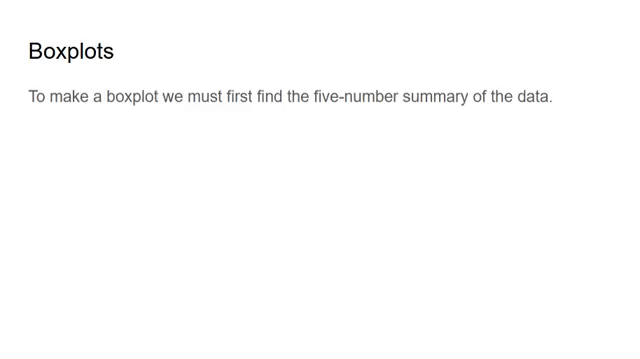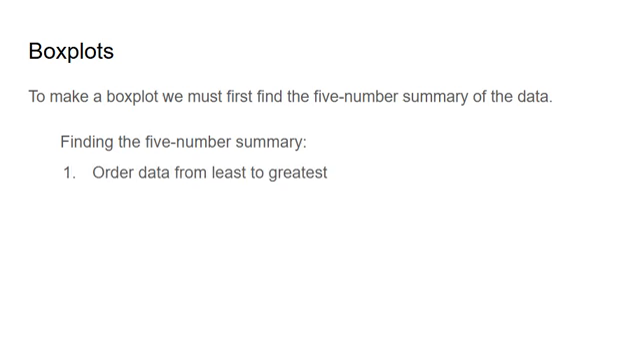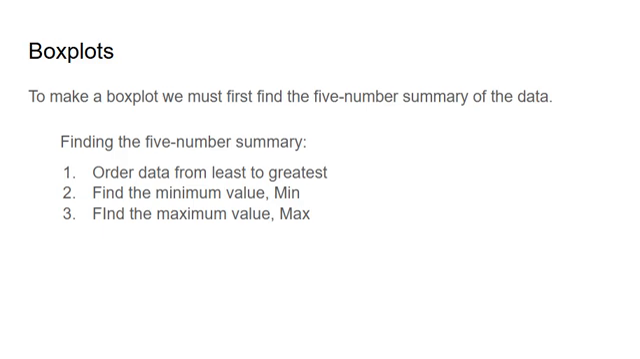Now, to make a box plot, we must first find the 5-number summary of the data. To find it, we need to order the data from least to greatest. Then we're going to find the minimum value, and we're going to call this the min. We're going to find the maximum value, which is the max. We're going to find the median of the data. We're going to call that median or Q2.